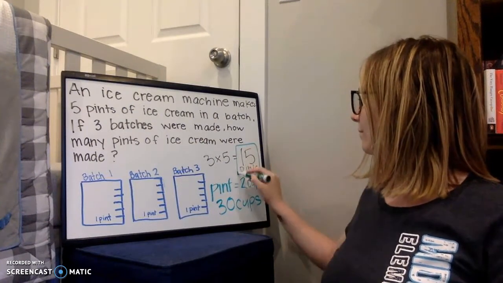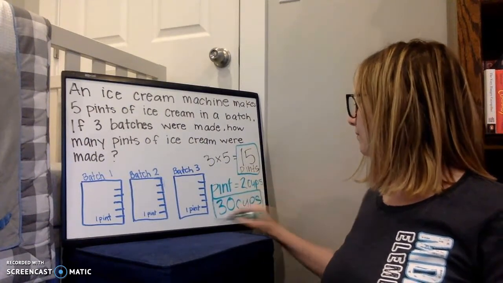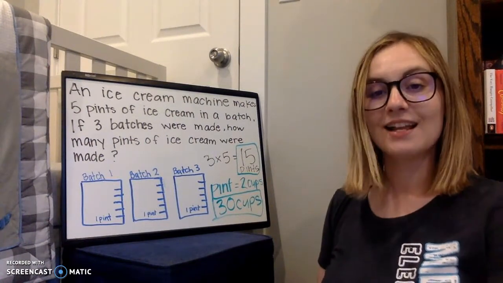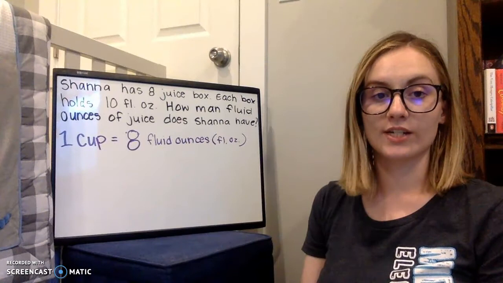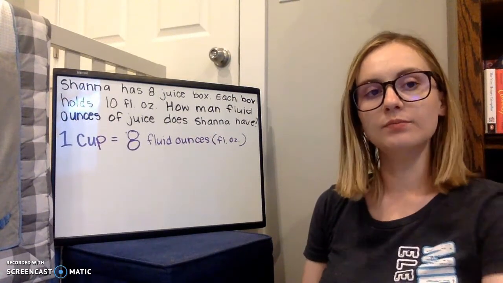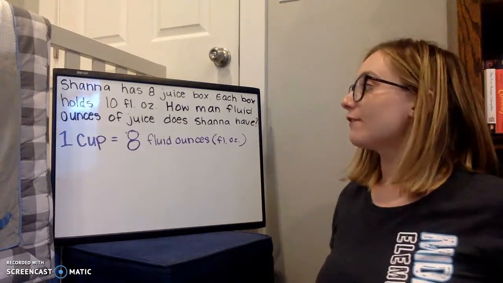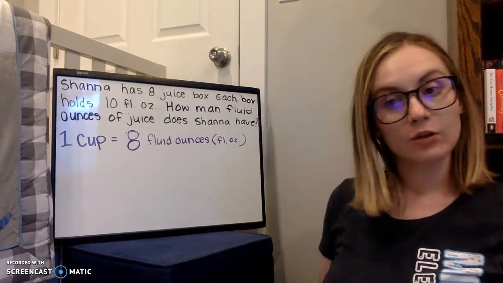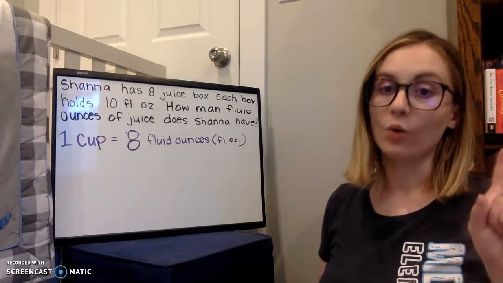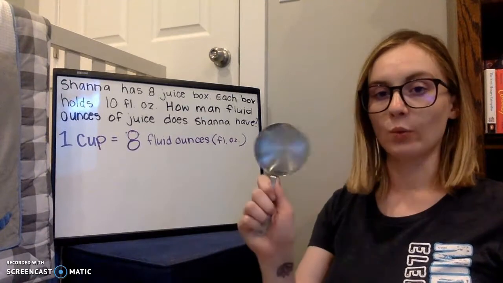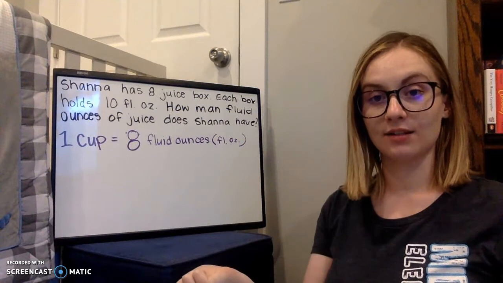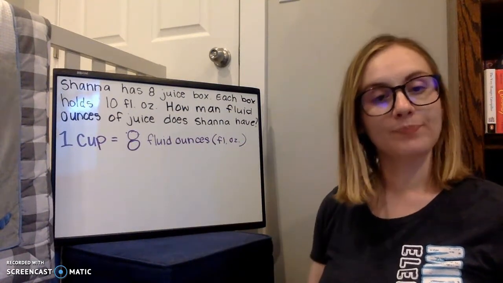So my answer is 15 pints or 30 cups. Simple, right? You guys are doing great. Let's do another. Okay, this is our last one for today. I have to tell you this first. This problem deals with fluid ounces. I didn't talk about those before because they're pretty small. There are 8 fluid ounces in only 1 cup. So one of these has 8 fluid ounces in it. Now that we know that, let's read the problem.